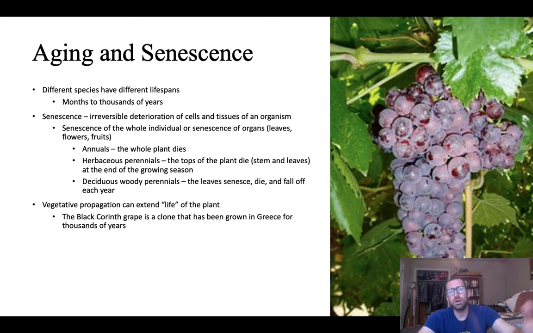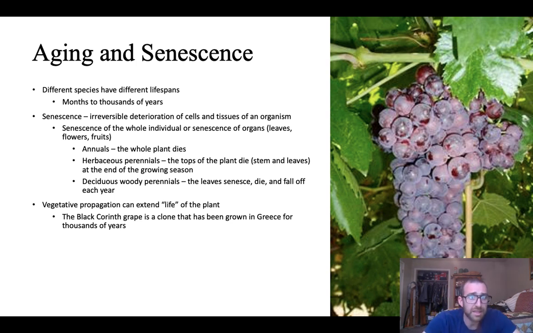Now, we talked about vegetative growth patterns before, and we have our annuals where the whole plant is going to die after that first growing season. Herbaceous perennials where only the tops of the plants die, so we have that senescence of the stem and leaves as the growing season comes to an end. Same with your deciduous woody perennials where you have your leaves senesce and die off in the fall.